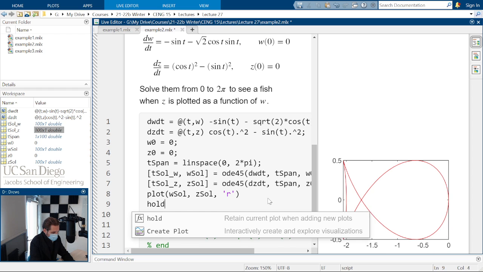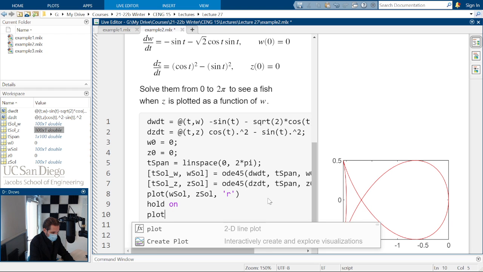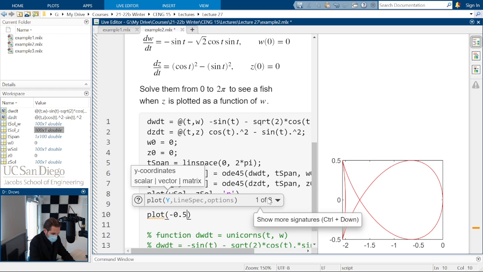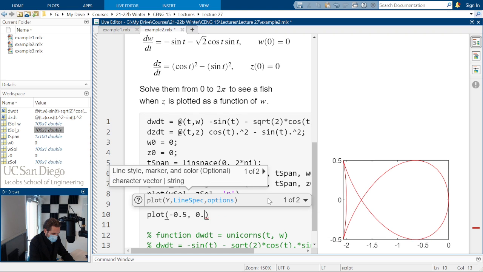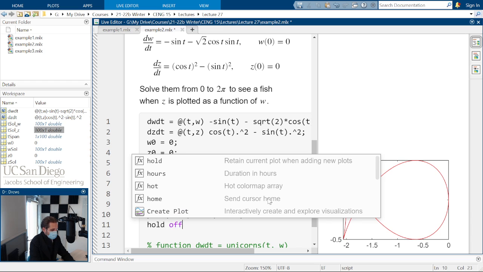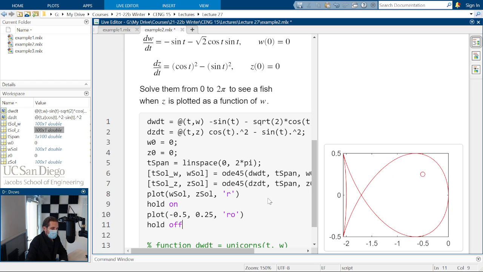And if you wanted to, you say hold on, and then you say plot, let's go around, what is that, minus 0.5 and maybe 0.25? You could add a little eyeball on there too. So now you've got a little fish with an eyeball on it. Never let it be said that MATLAB does not have practical uses.